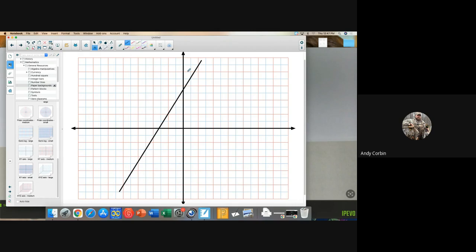Everybody draw this one. Positive or negative slope to start with? That's a positive. Definitely going to be positive, rising to the right.